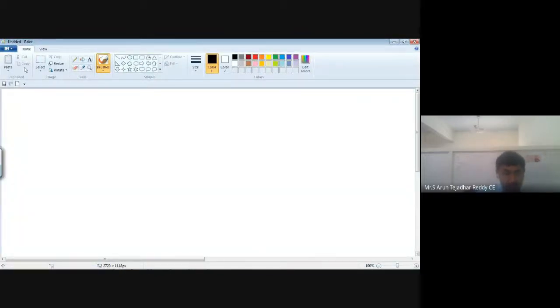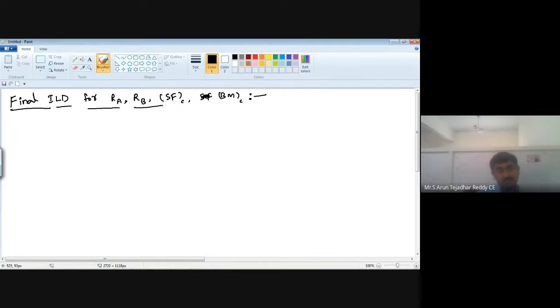So here the final ILD for RA, RB, shear force at C, next bending moment at C. Okay, these are the final diagrams.